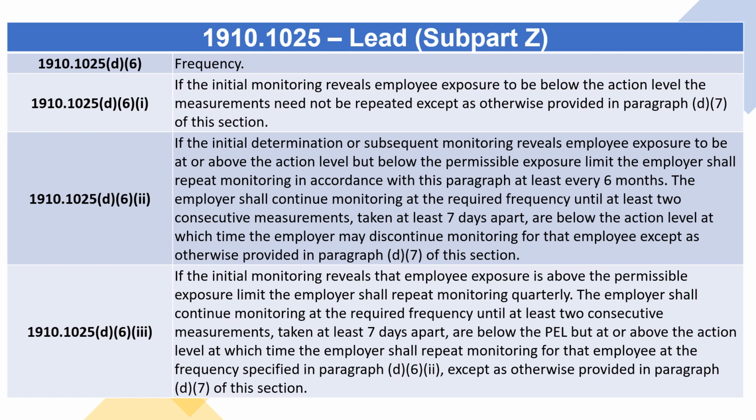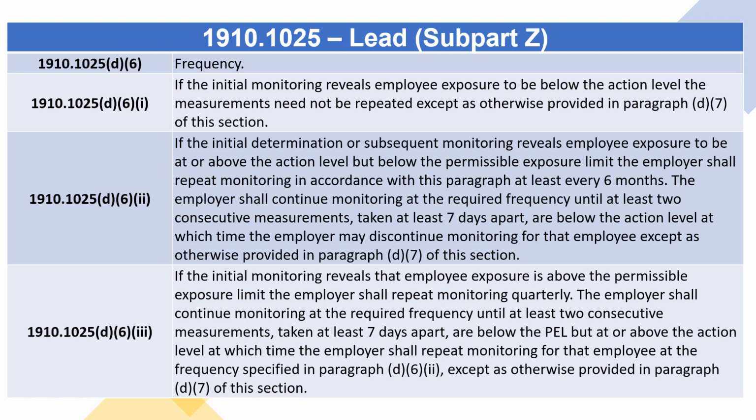1910.1025 D6 2. If the initial determination or subsequent monitoring reveals employee exposure to be at or above the action level but below the permissible exposure limit, the employer shall repeat monitoring in accordance with this paragraph at least every 6 months. The employer shall continue monitoring at the required frequency until at least 2 consecutive measurements, taken at least 7 days apart, are below the action level, at which time the employer may discontinue monitoring for that employee except as otherwise provided in paragraph D7 of this section.